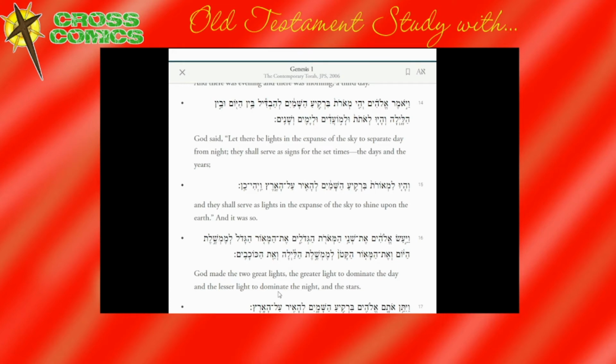That was 14. Well, maybe you have a number differently. So 14 says, God said, let there be lights in the expanse of the sky to separate day from night. They shall serve as signs for the set times, the days, and the years. And then 15 says, and they shall serve as lights in the expanse of the sky to shine upon the earth. And it was so. 15 is what we're reading.